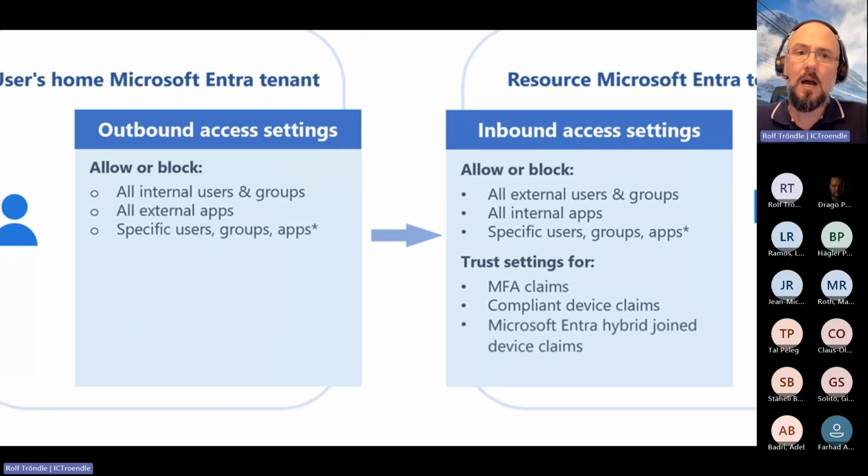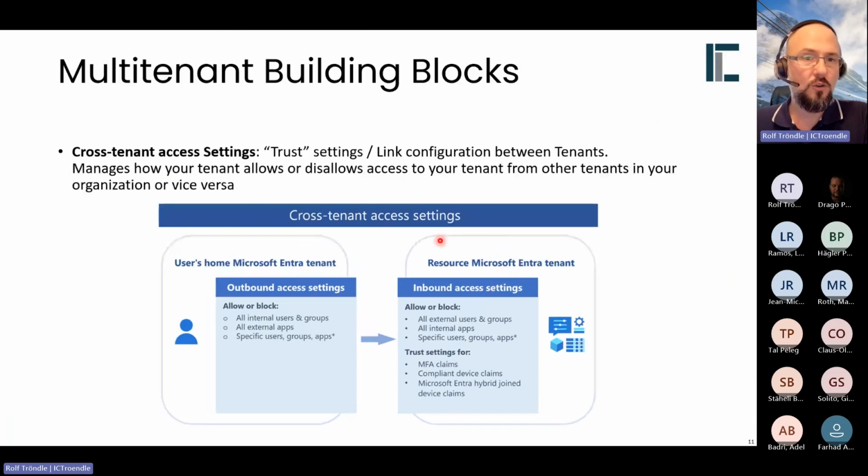So if a user already did MFA in their home tenant, you can also trust this MFA claim if you have conditional access configured for your resources, so they don't have to do another MFA in your tenant for their guest user, as an example. Same for the device claims for compliant devices, device compliance like Intune enrolled devices, and hybrid join devices for Entra hybrid join. That's the first part, or the first building block.